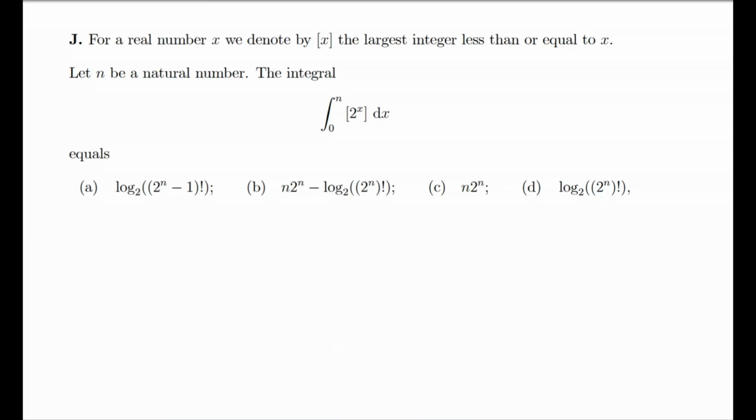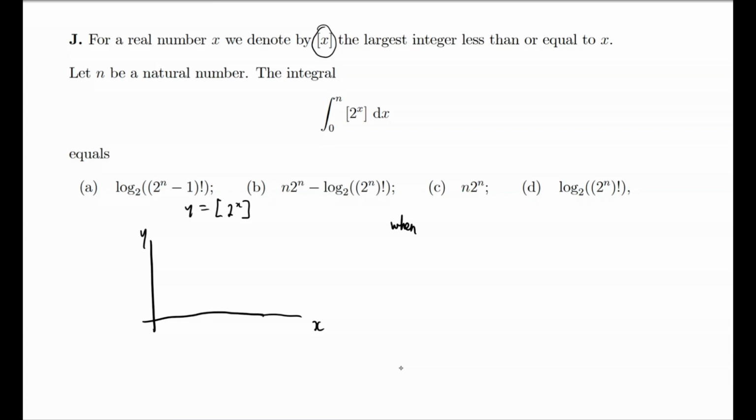For a real number x, we denote by this the largest integer less than or equal to x. Let n be a natural number. The integral from 0 to n of the floor of 2 to the x with respect to x equals what? So the first thing that we're going to do is graph the function y equals the floor of 2 to the x for a few values of x.